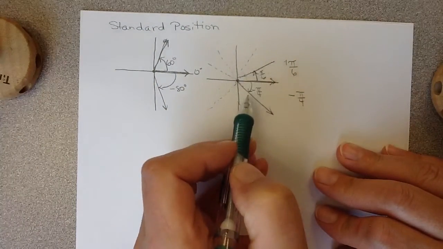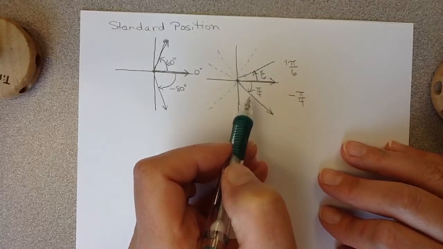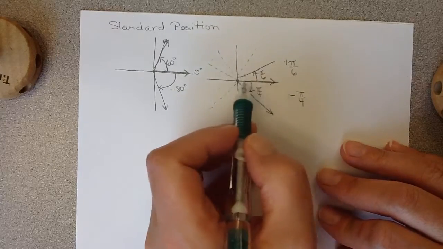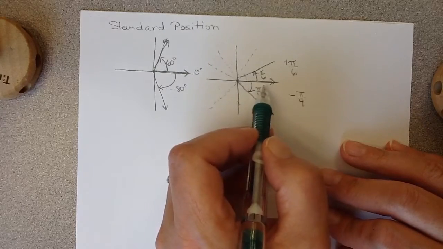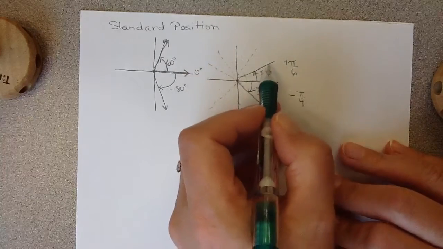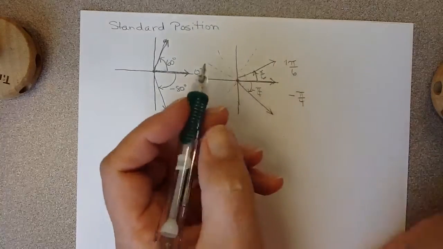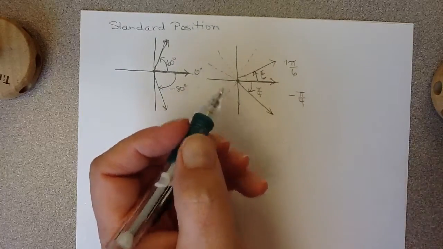Notice that I always put an arrow on it because it does matter which way you rotate. You can get by without drawing the initial arm, so the one on the x-axis doesn't have to actually be drawn in, but you definitely need to draw your terminal side to show where the angle's rotation ended.